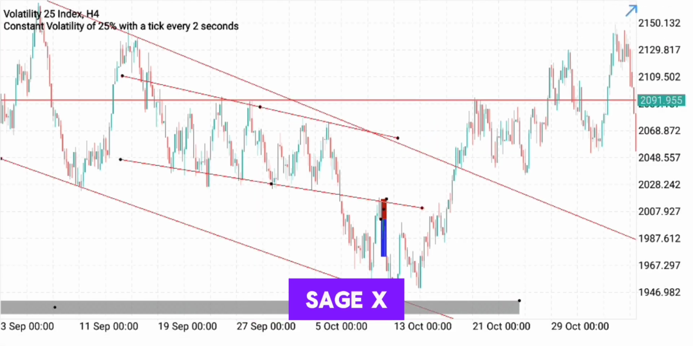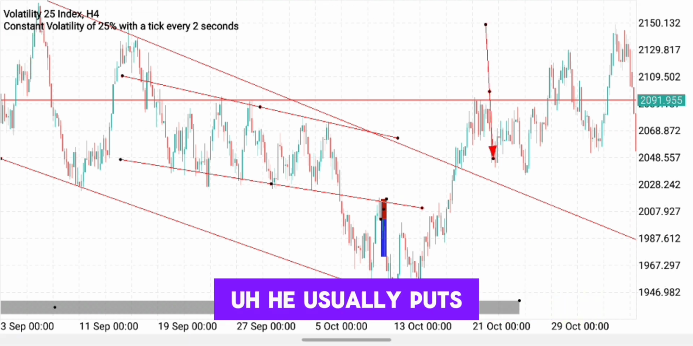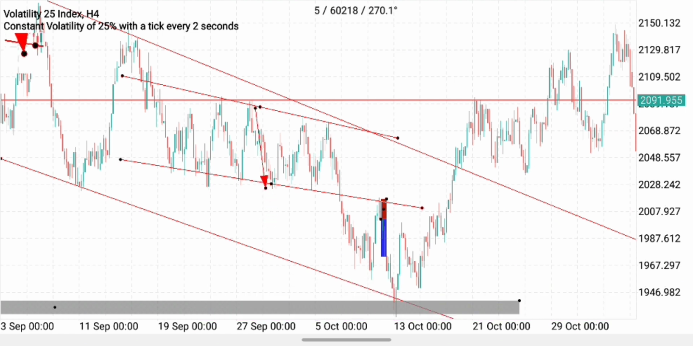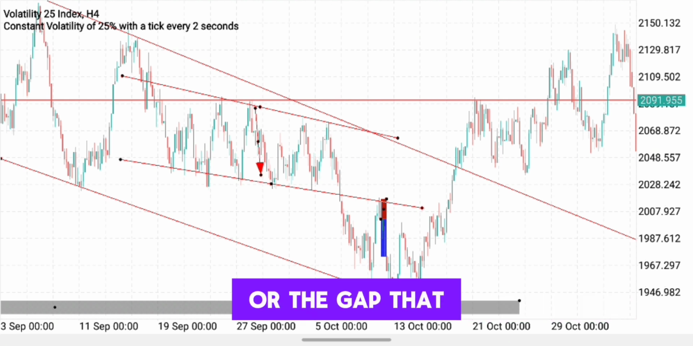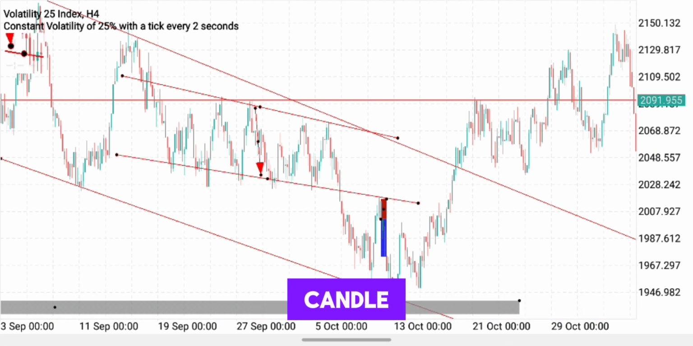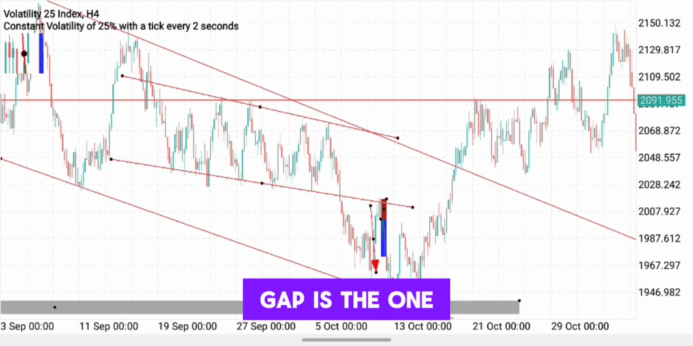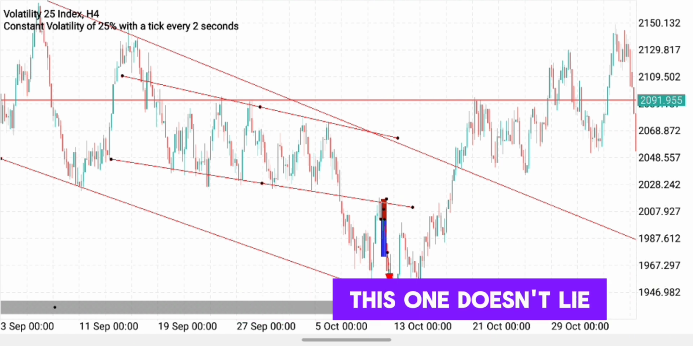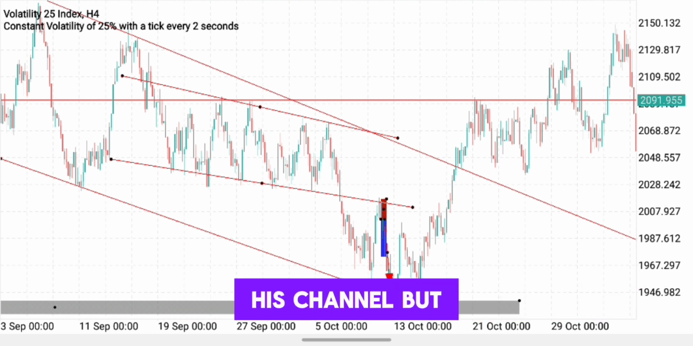Shout out to SageX. This is a strategy that I've seen from him. He usually puts a line that is measuring the gap between the trend lines, and that very same gap is the one he uses to set the first take profit. This one doesn't lie. Shout out to SageX again. He's a pro. You should follow him. You should subscribe to his channel.